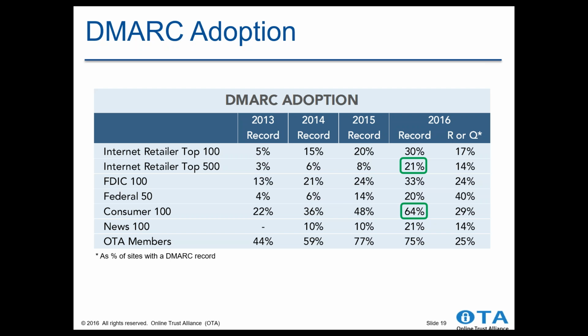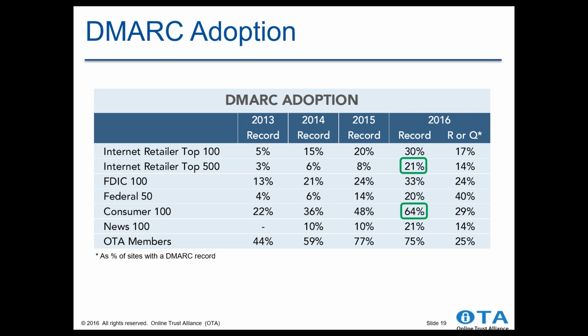We also look at the types of records that are published. So the rightmost column there indicates, as a percent of companies with records, how many have a reject or quarantine policy record associated with it. You can see that for the most part that's still down in the teens or low 20s. The federal sector actually is leading there, but their adoption of email authentication is very low.